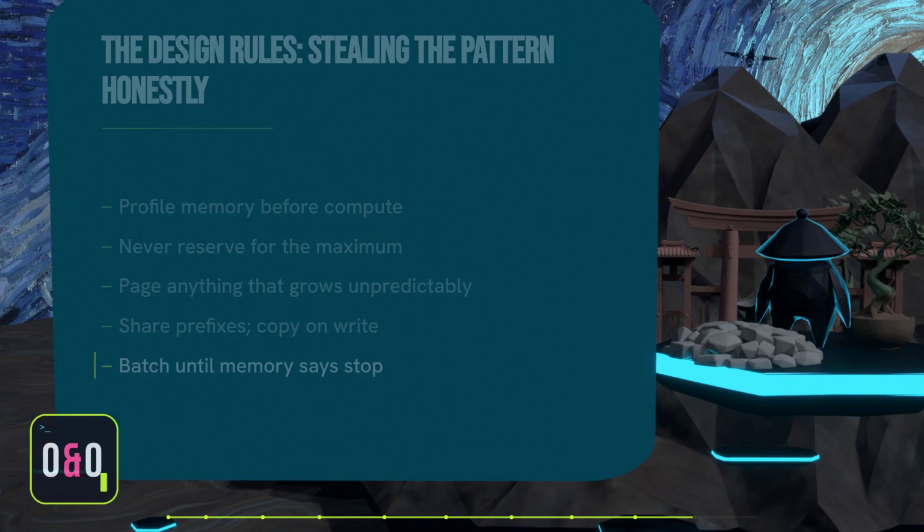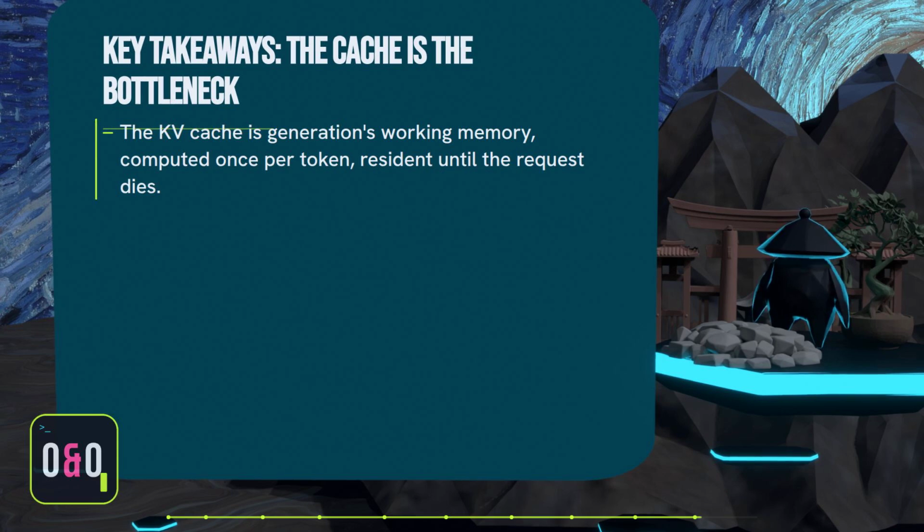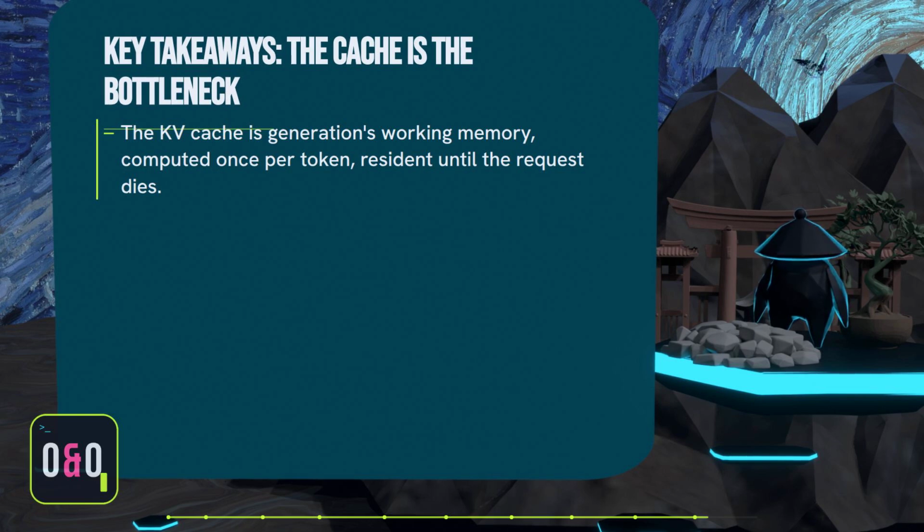Let's land it. The KV cache is the working memory of generation. Every token's keys and values computed once, parked on the GPU, so attention never recomputes the past. It grows with every token, differs for every request, and it, not the weights, decides how many requests your GPU can seat, which is why inference is memory bound.